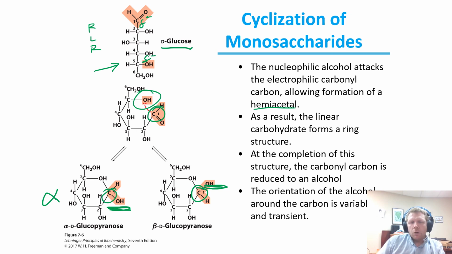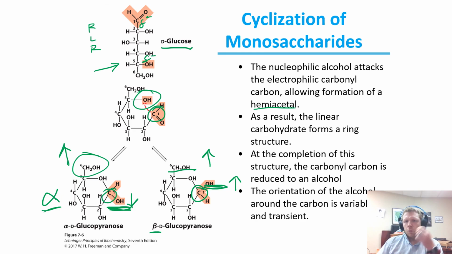Now, we'll get to the alpha and beta designation, but basically what you're looking at is where the hydroxide group on carbon number 1 is and where carbon number 6 is. If carbon number 6 and the hydroxide group on carbon number 1 are in opposite directions, so this carbon 6 would be up and this one would be down, well, that's the alpha form of the sugar. If carbon 6 is up and the OH on carbon 1 is also up, that's the beta form of this sugar.